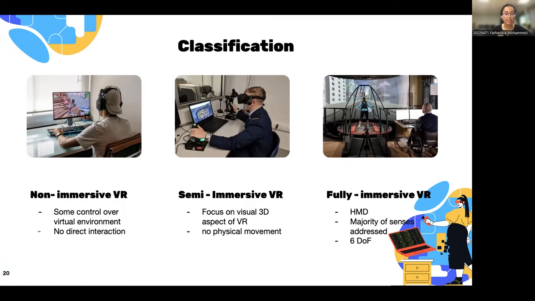And you still have some control over the virtual environment with your mouse or your keyboard, but you don't have any direct interaction. So it's still kind of considered as virtual reality. Then we have semi-immersive virtual reality, which gives a focus on the visual 3D aspect of virtual reality. So here you can also use head-mounted displays, but still you would not have any physical movement. So flight simulators, for instance, would fall under the category of semi-immersive virtual reality.